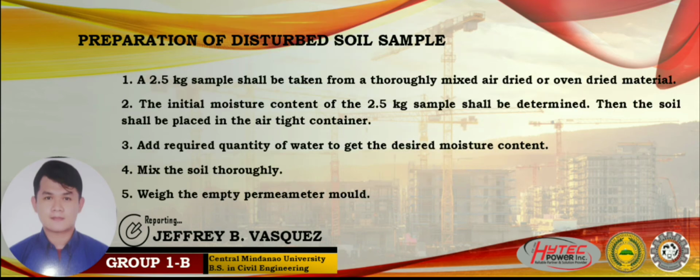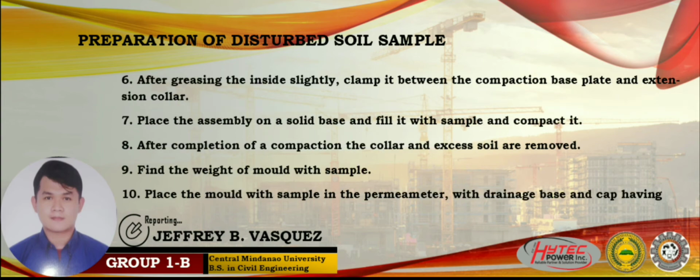For the preparation of the disturbed soil sample, take 2.5 kg of mixed air-dried or oven-dried material. Then the initial moisture shall be determined and a quantity of water added. Then mix the soil thoroughly. Weigh the empty permeameter mold, then clamp it. After that, compact the soil, and then remove the excess soil.